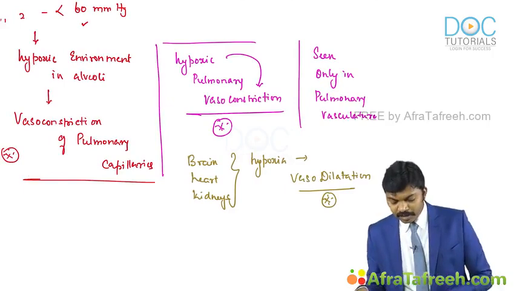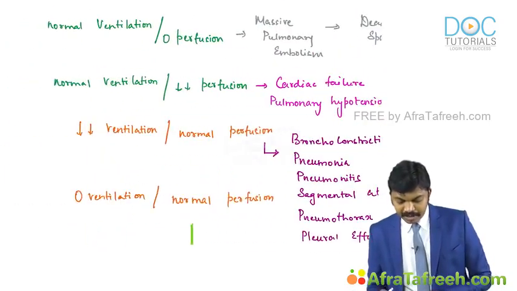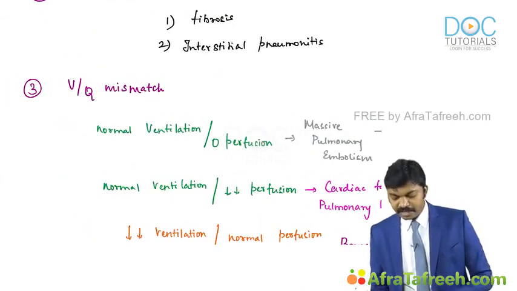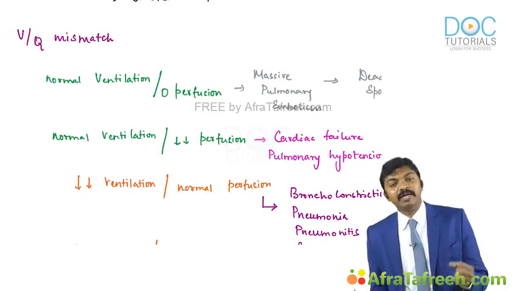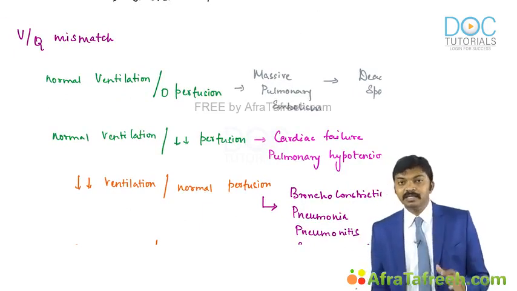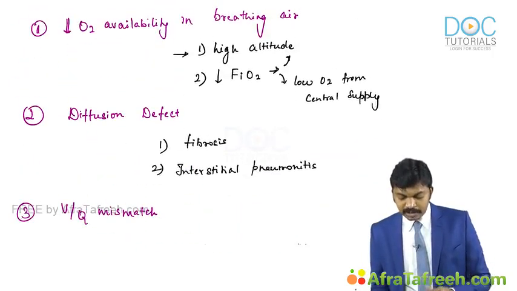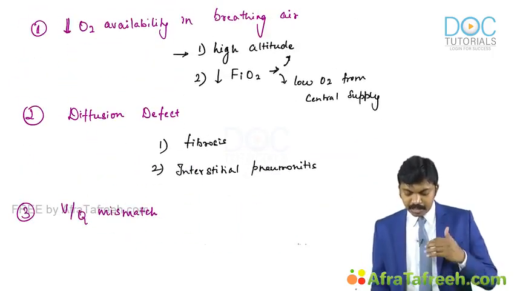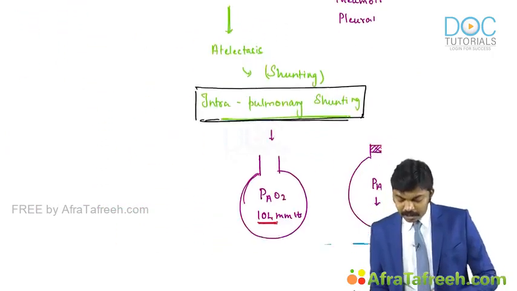Now, because of all these mechanisms, we have ventilation perfusion mismatch. Because of ventilation perfusion mismatch, there is going to be less oxygen available in the arterial blood. This leads to arterial hypoxemia. So, point number one is decreased oxygen availability in breathing air. Number two, diffusion defect. Number three, ventilation perfusion mismatch. Let us move on to point number 4, doctor.